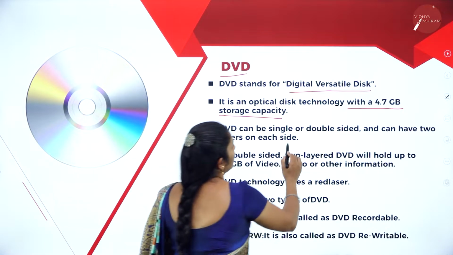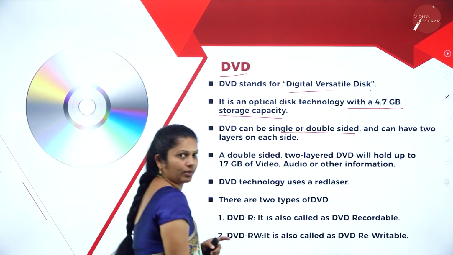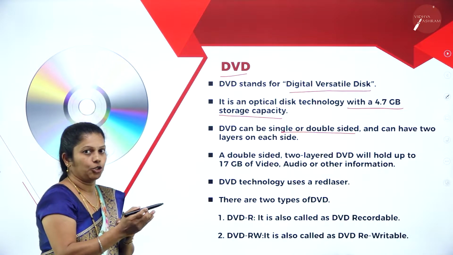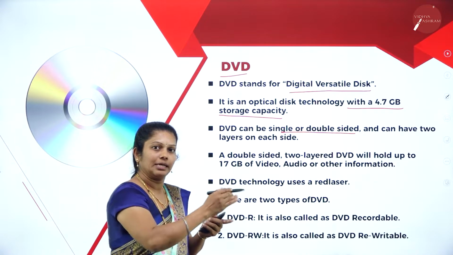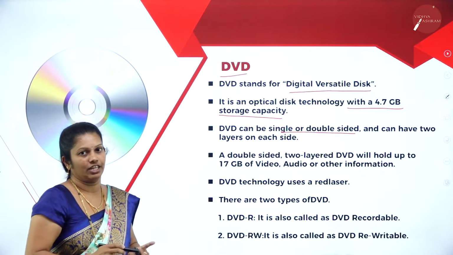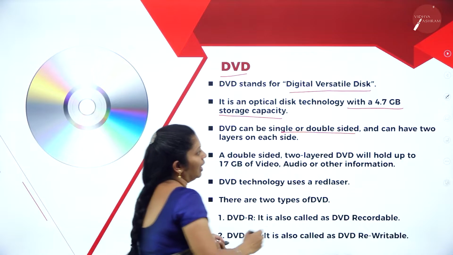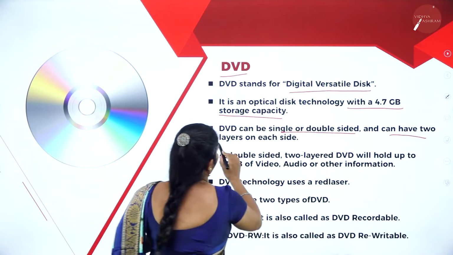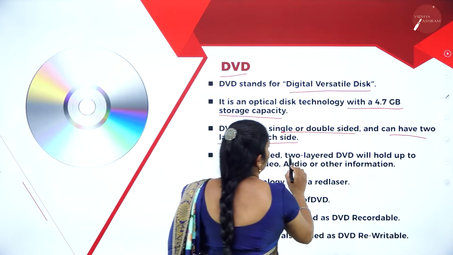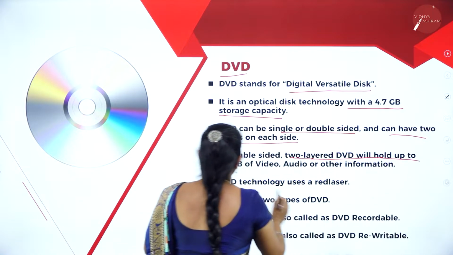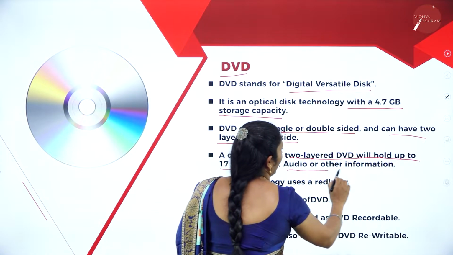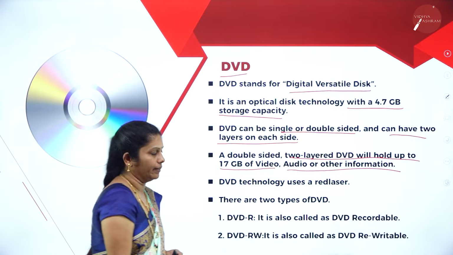It can be single or double-sided. It may be single side, where only one side can be read and written, or sometimes both sides can be read as well as written. And it can have two layers on each side. A double-sided two-layer DVD will hold up to 17 gigabytes of video, audio and other information.